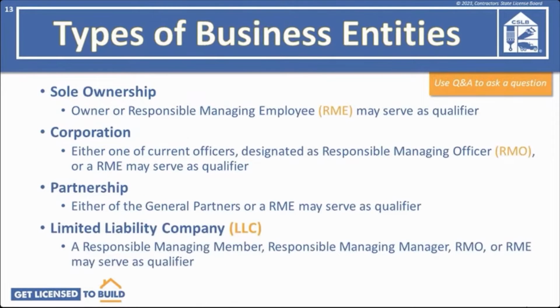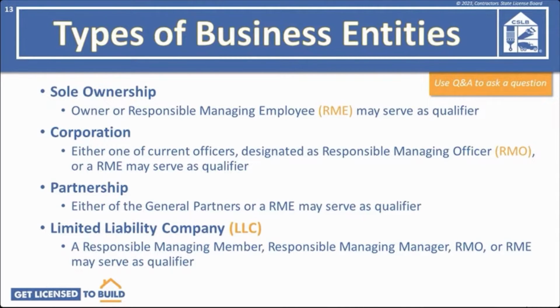The next thing you're going to need to determine before applying for your license is what type of entity your business will be. There are 4 types. First is a sole ownership, where the owner or responsible managing employee may serve as the license qualifier. Just about 2/3 of the contracting businesses in California are sole ownerships. Second, a corporation, where either of the current officers designated as the responsible managing officer or the responsible managing employee may serve as a qualifier. Just under 1/3 of our licensees are corporations.